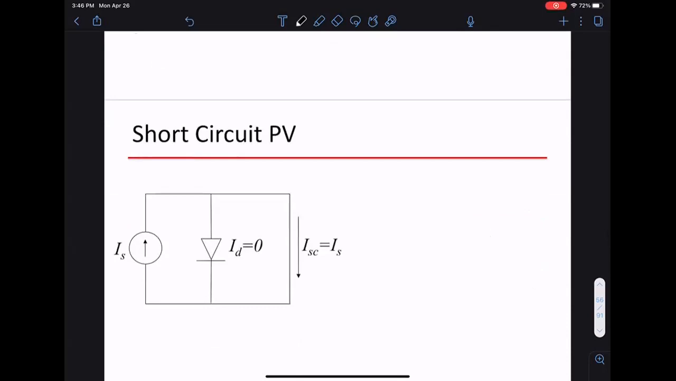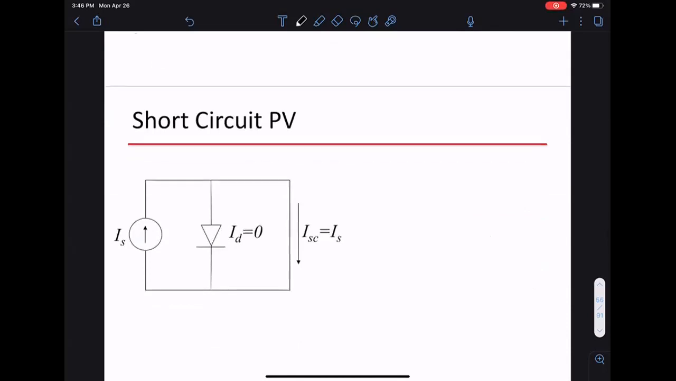If you short the output, if you have nothing as output, then everything goes through the wire, right? So if you have a short as output, then nothing flows through the diode because there's no voltage drop across the diode. The voltage drop is 0. So the short circuit current is equal to the solar current, right? The amount of current you generate when you have no load, when you short the load, we have a wire.